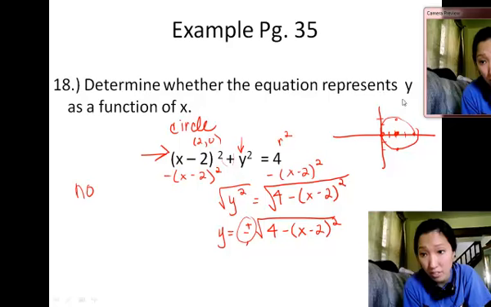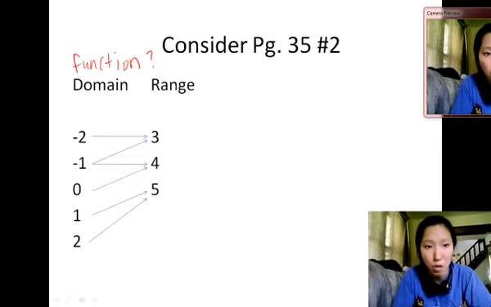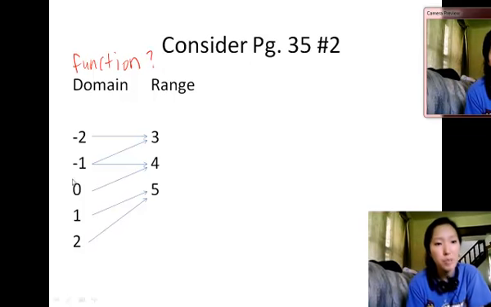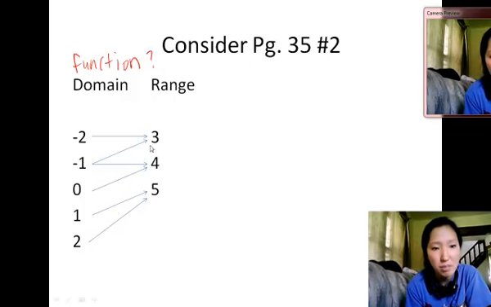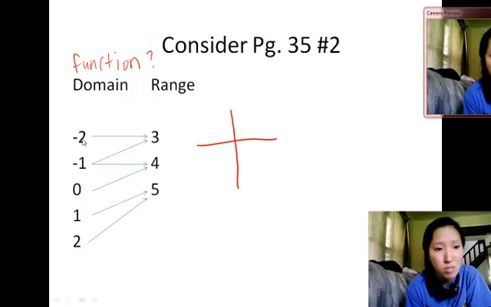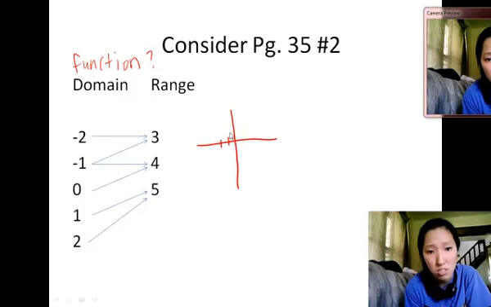There is our circle, and then clearly this does not pass the vertical line test. No. Okay, so these are what we call set diagrams, and sometimes they're a little confusing, so I'm actually going to just plot these points. We have the domain, which are the input values. So negative 2 is attached to 3.